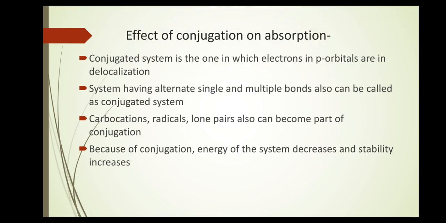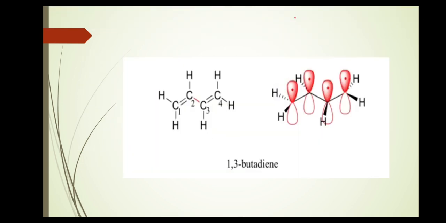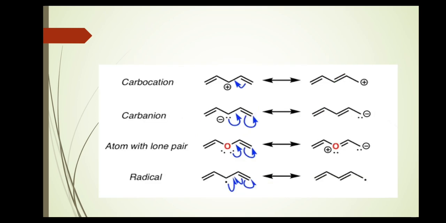See, this is the 1,3-butadiene example. Here 4 carbons are there, C1, C2, C3, C4, and each carbon is attached to a double bond, and every 2 double bonds are separated by a single bond. C1, C2 have a double bond, C2, C3 have a single bond, then C3, C4 have a double bond. Therefore, we can give this as an example for a conjugated system.